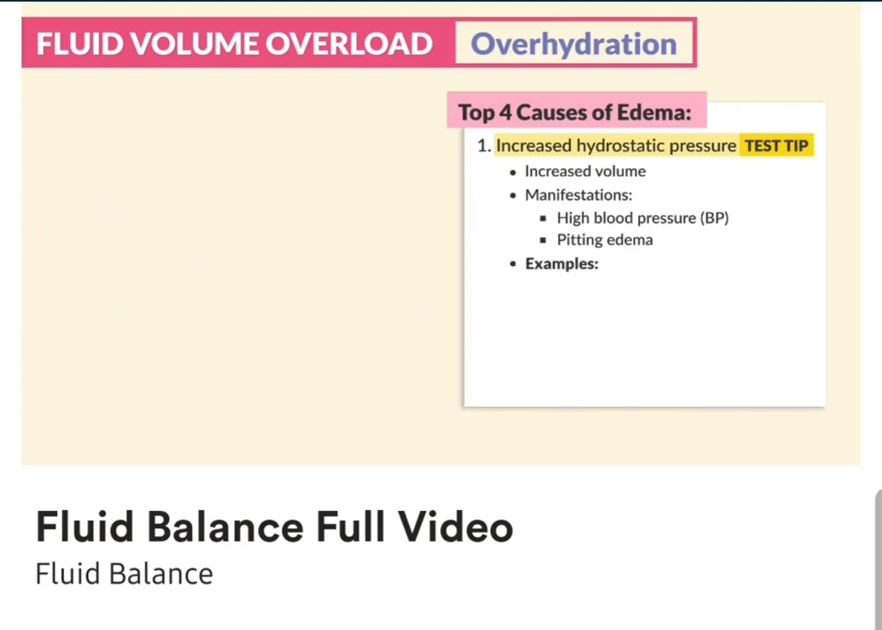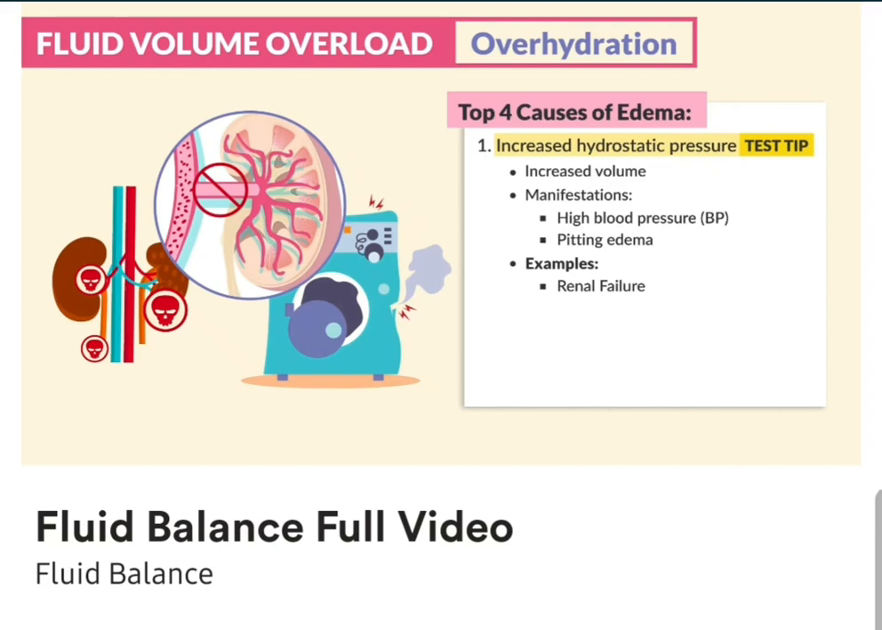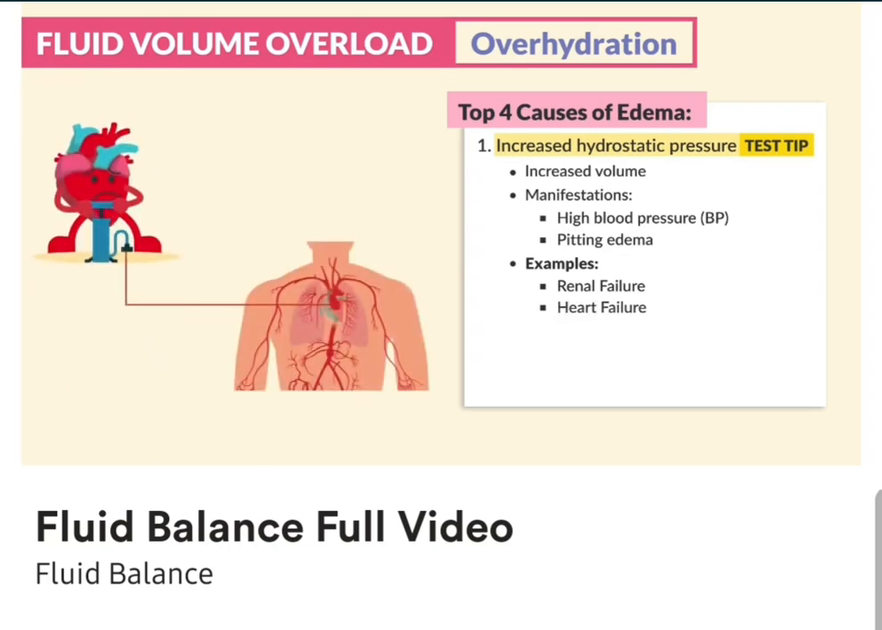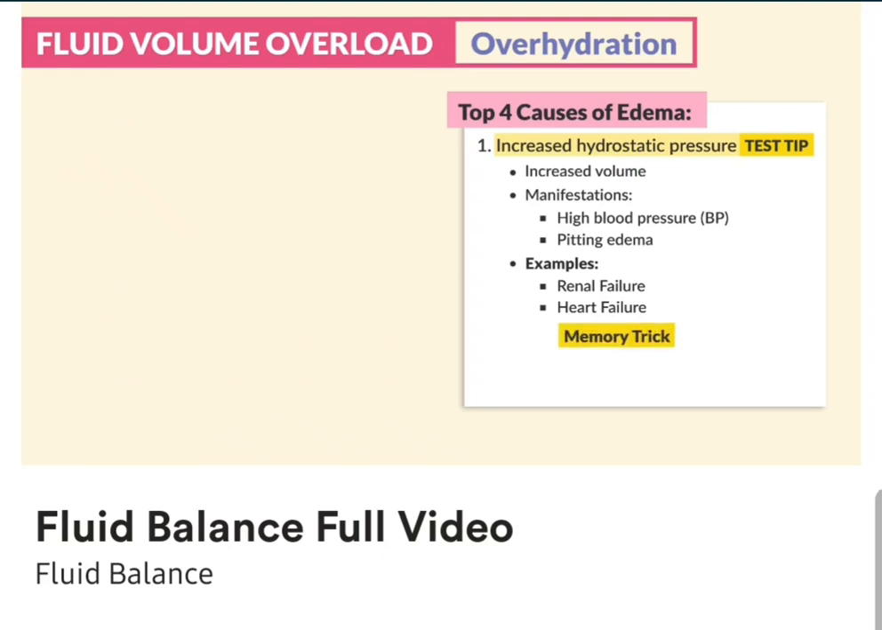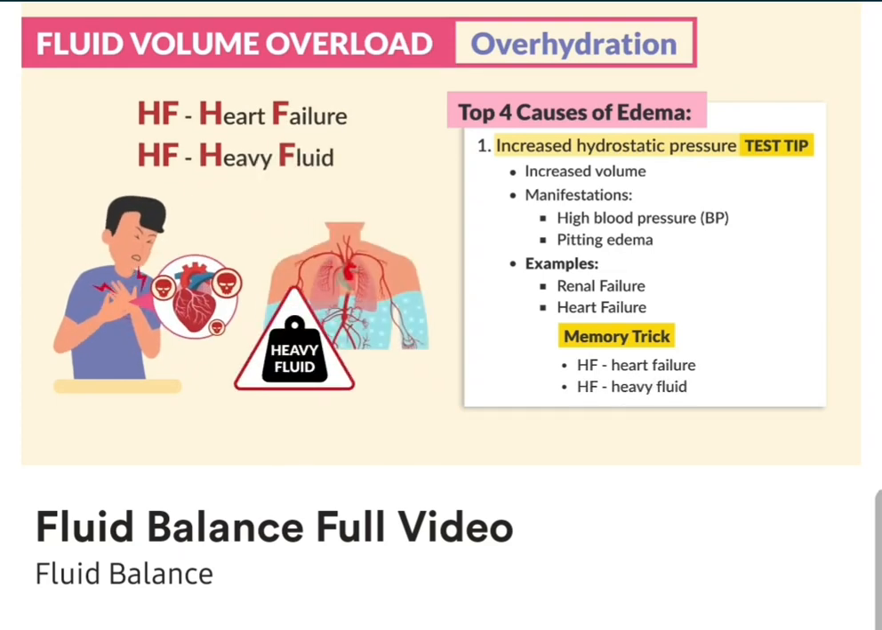So a great example of this is renal failure, where the kidney washer machines fail to filter the blood and let excess fluid out of the body and into the potty. Another good example is heart failure, where the heart fails to pump blood forward and now it backs up in the body and the lungs. So the memory trick here, just think HF for heart failure as HF, heavy fluid all over the body.